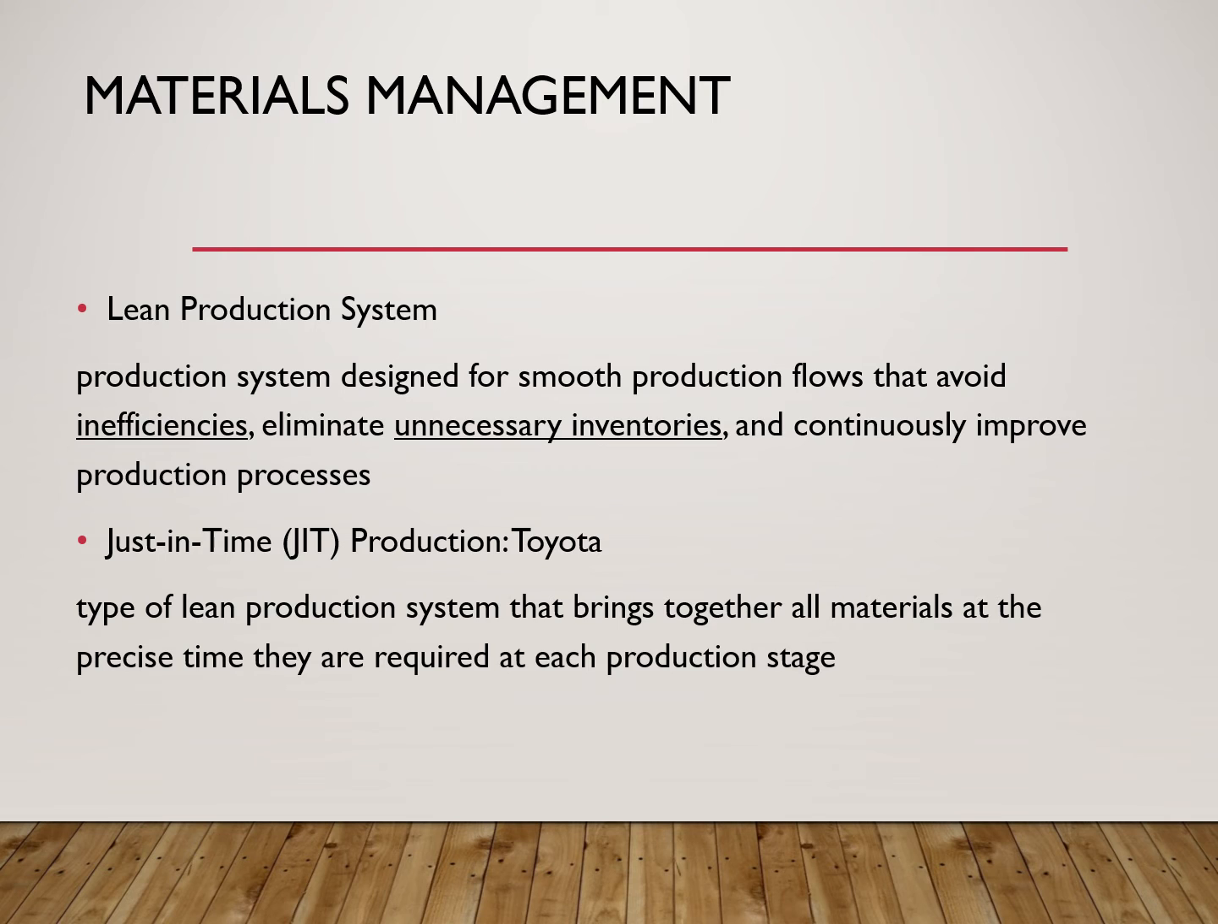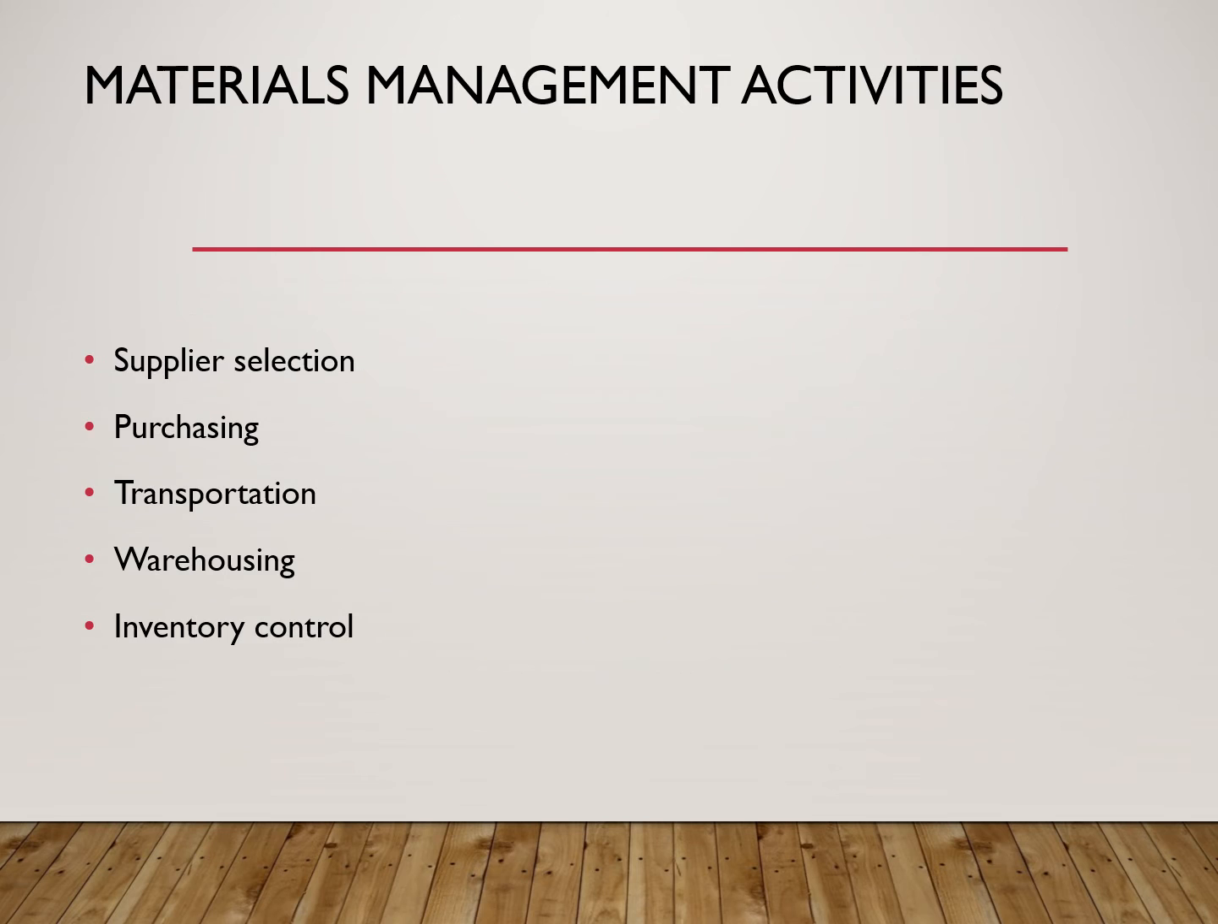The just-in-time, or JIT production in Toyota's case, is a type of lean production system that brings together all materials at the precise time they are required at each production stage so that the company does not need to keep high levels of inventories. This was possible for Toyota because most parts suppliers were near Toyota factories. In sum, materials management activities include supplier selection, purchasing, transportation, warehousing, and inventory control.